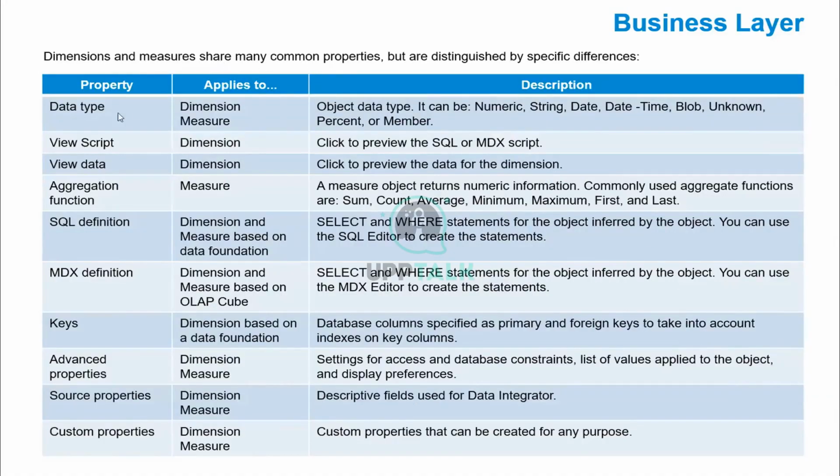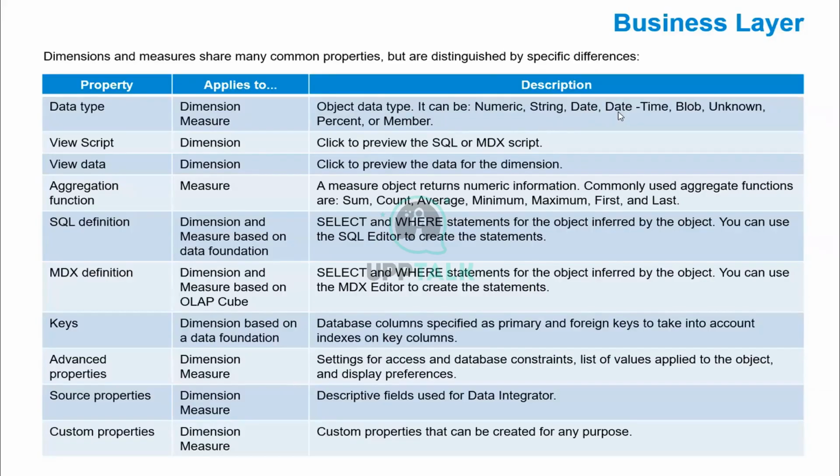These are the properties of the dimensions and measures: the data type, as you might already know. We have some data types like character or number. If it is a string, we will give it a data type as character. If it is a numerical value, we will give it a data type as number. For data type, it can be numeric. String is like a collection of characters.